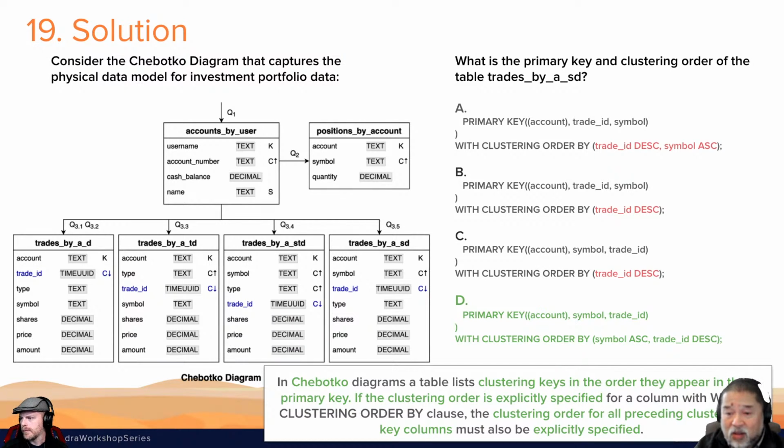So while C looks kind of correct, because we're specifying the order of descending, and you could say, well, symbol is ascending, that's the default, so I only have to do that. That would be wrong, because you have to define starting from the first clustering column if you define the order at all. So the last one, we start by specifying the order of the first clustering column symbol, and the second clustering column trade ID, ascending and then descending. D is the correct answer.